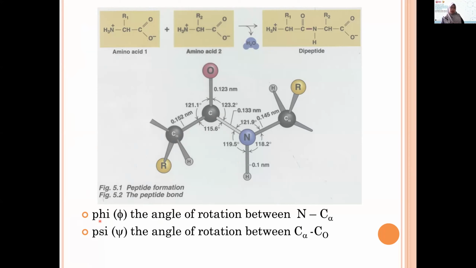So we have phi here, the chiral carbon with the amino group, with the nitrogen from the amino group. This torsion angle we call phi. Then we have another one, psi, between the chiral carbon and the carbon at the carbonyl group.